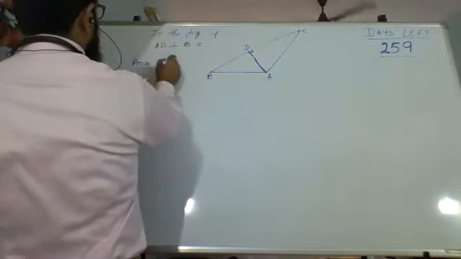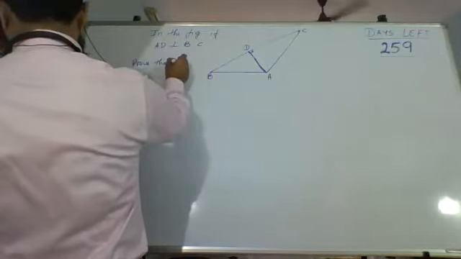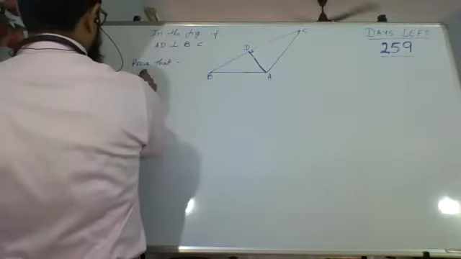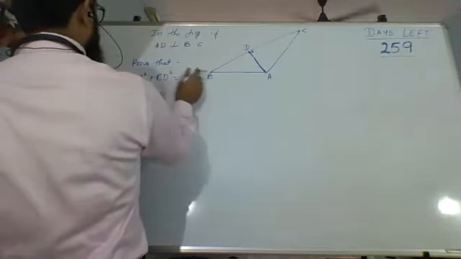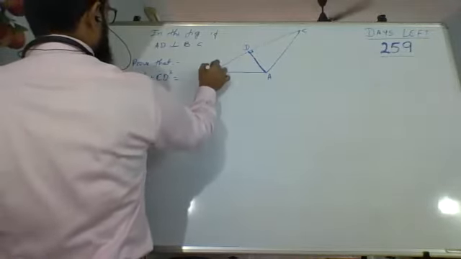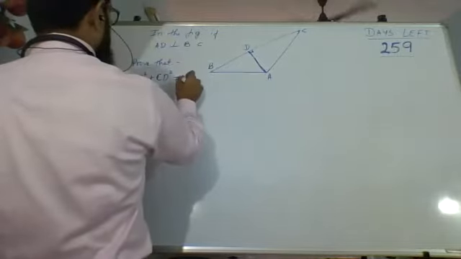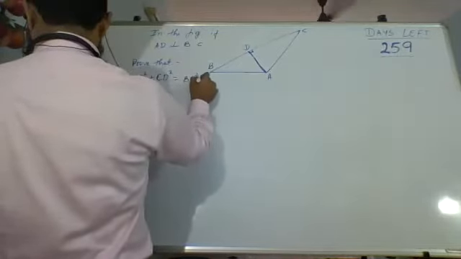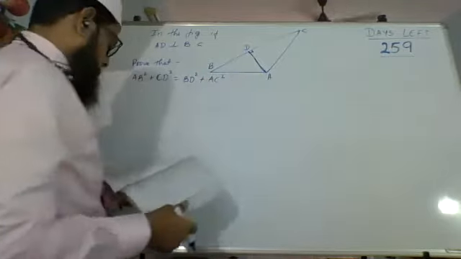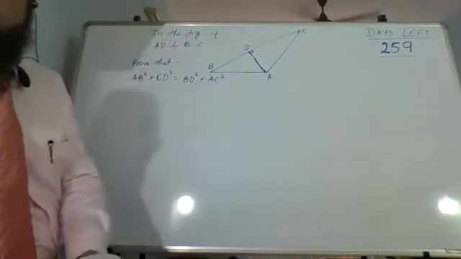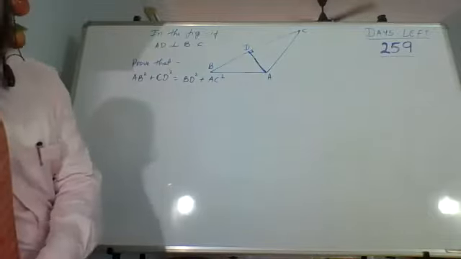Prove that AB square plus CD square equals AD square plus CD square equals BD square plus AC square. That is what we have to prove.